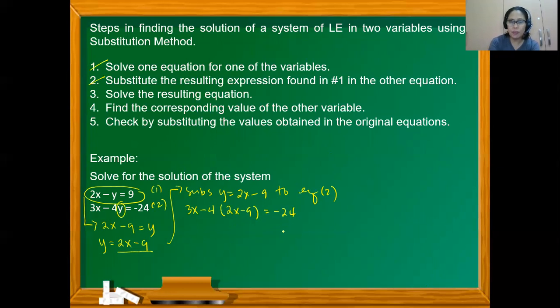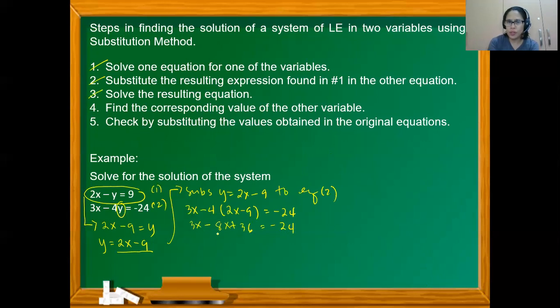And then as you can see, we are now in step 3. We will solve for the resulting equation and take note that we're only dealing with one variable here. Okay? So we can solve for this variable. And this is 3x minus 8x. Is it right? 3x minus 4. Okay. So this is 8x plus 36 equals negative 24.